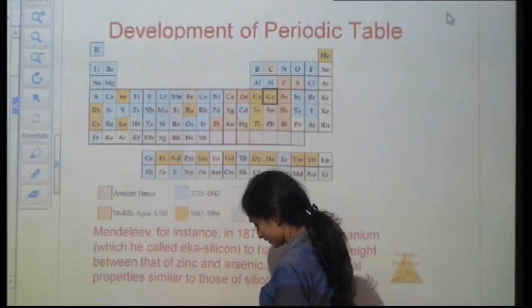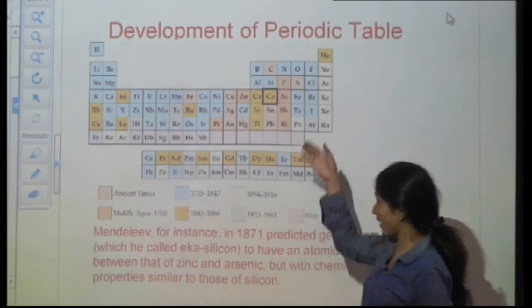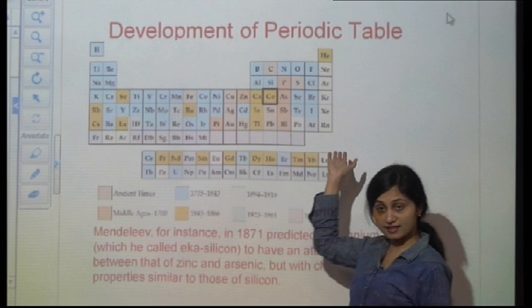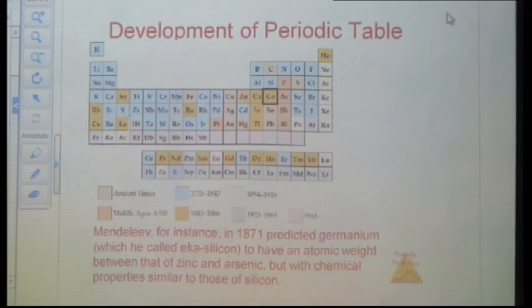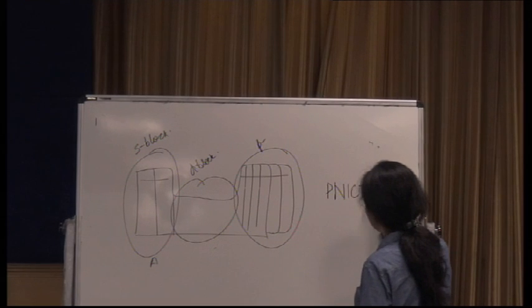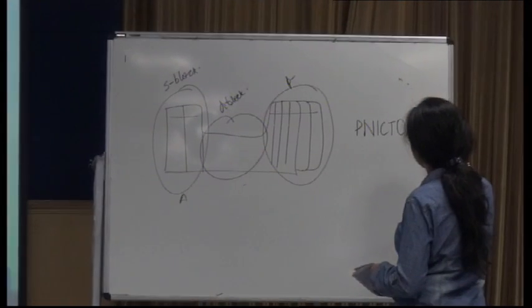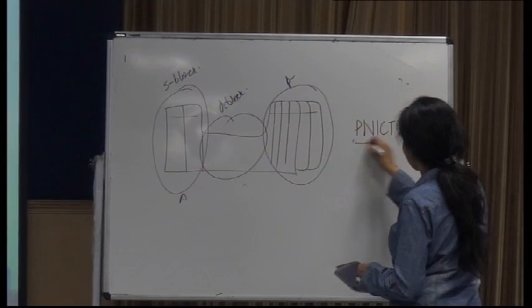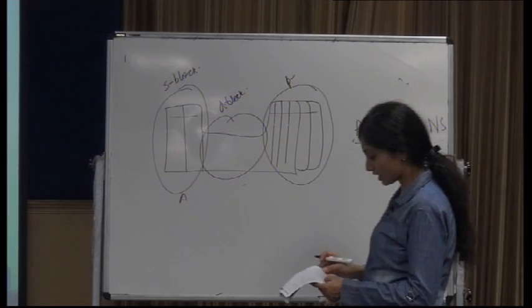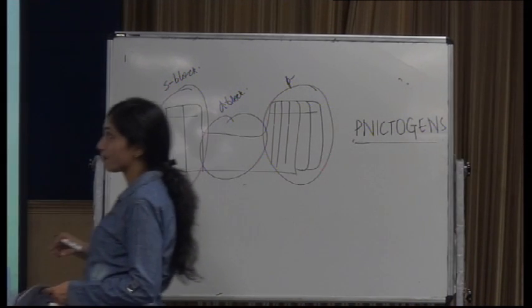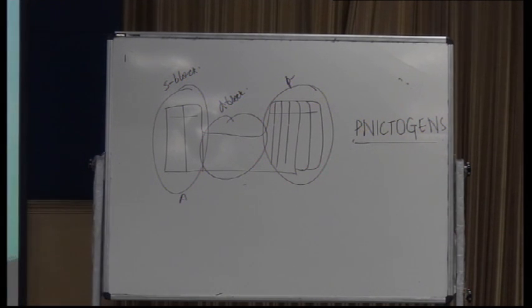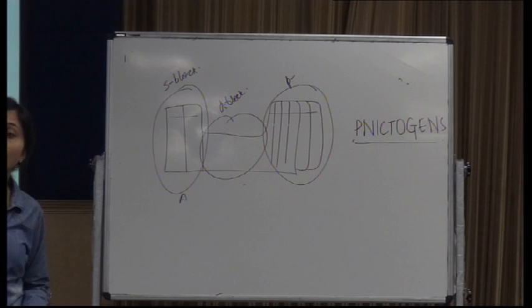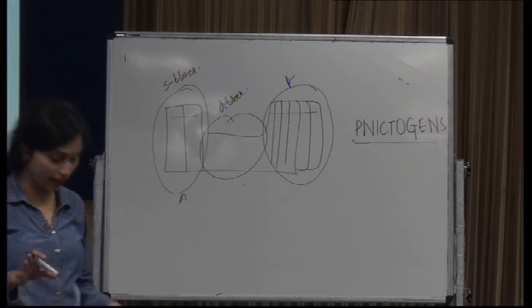The next is the carbon family, and the next is the nitrogen family, also known as pnictogens. In the spelling, the P is silent. So what you have is pnictogens. These are the poisonous compound forming elements. The nitrogen family is also known as pnictogens.